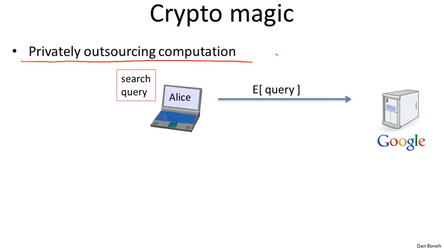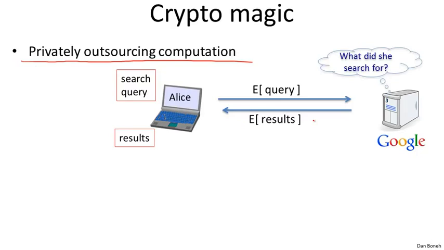So Google can run its massive search algorithm on the encrypted query and recover an encrypted result. Google would send the encrypted result back to Alice, Alice would decrypt, and then she would receive the results. But the magic here is that all Google saw was just encryptions of her query and nothing else. And so Google, as a result, has no idea what Alice just searched for, and nevertheless, Alice learned exactly what she wanted to learn.